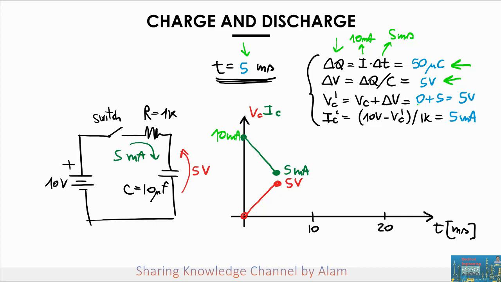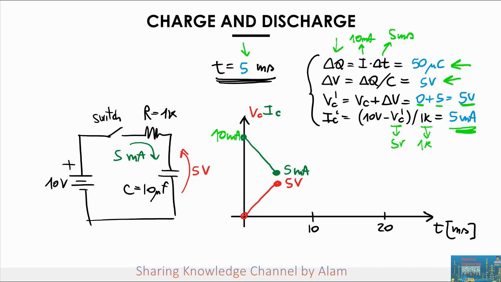The capacitor has 0 volt at first, so now we're adding 5, so the new value of the voltage of the capacitor is 5 volts. And finally, we use the same equation as before. The current in the resistor will be equal to 10 minus, this time, 5, divided by 1K, so you get 5 milliamp.